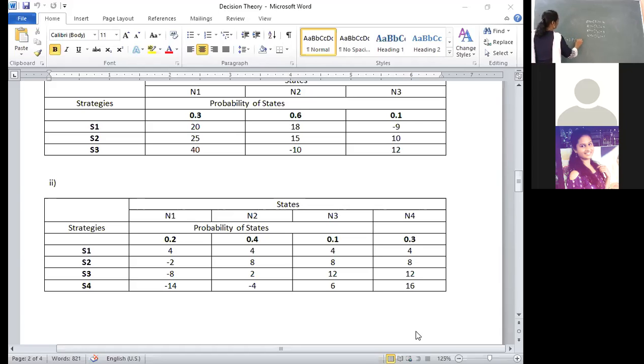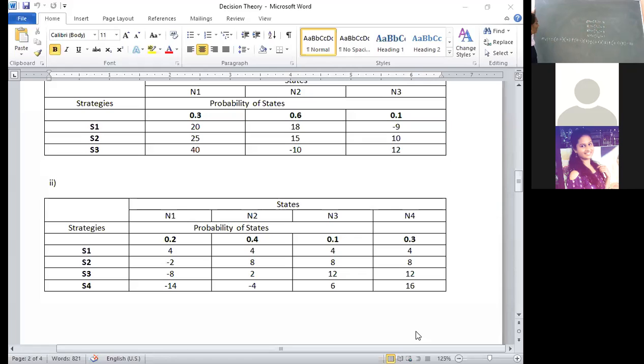That is 0.4 into 8 plus, in column 3, the best payoff is how much? 12. 0.1 into 12 plus, in the fourth column, the best payoff is, 0.3 into 16. We will get this value as 10. Everybody got the value 10? EVPI verified?